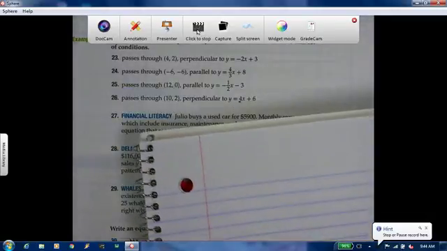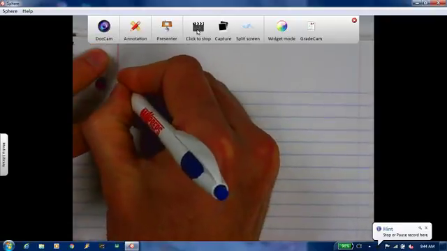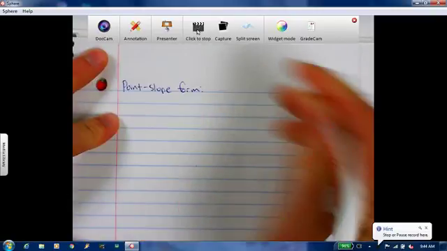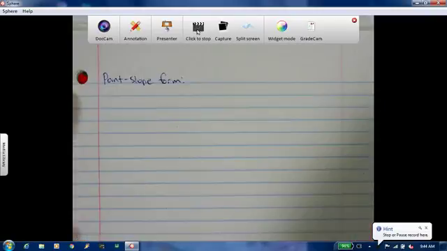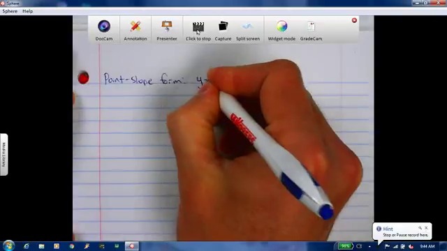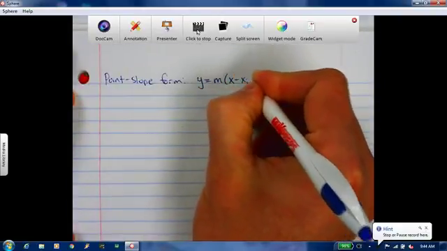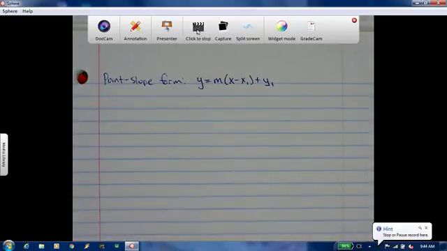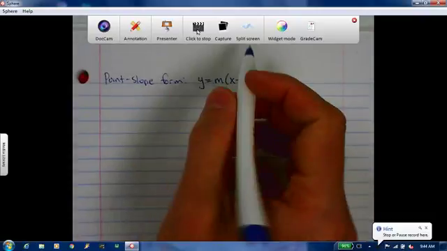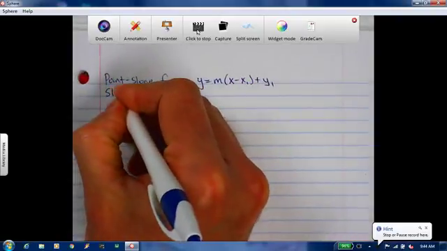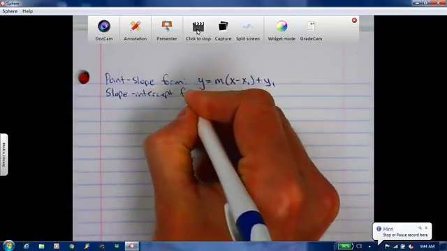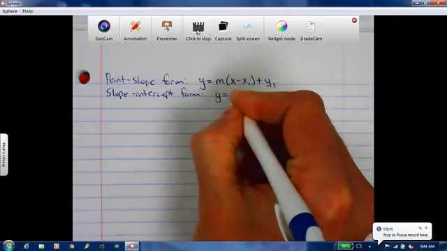So, a little information that you need to know. You will need to know point slope form. The things that you'll need to have memorized: point slope form is y equals m times (x minus x1) plus y1. They give you a point and a slope, so they call it point slope form. Once we use that, we will have to put it into slope-intercept form. That's y equals mx plus b.